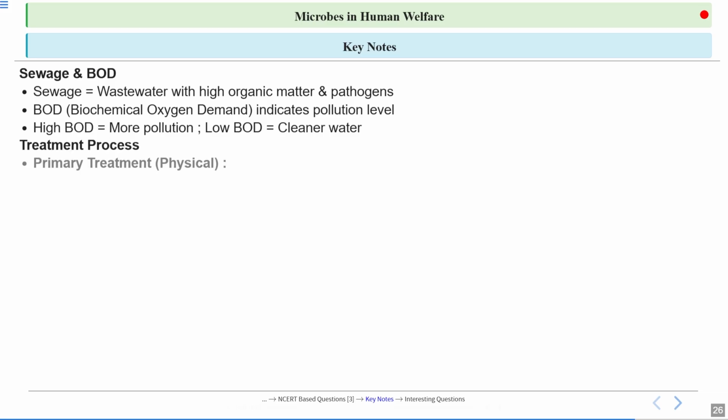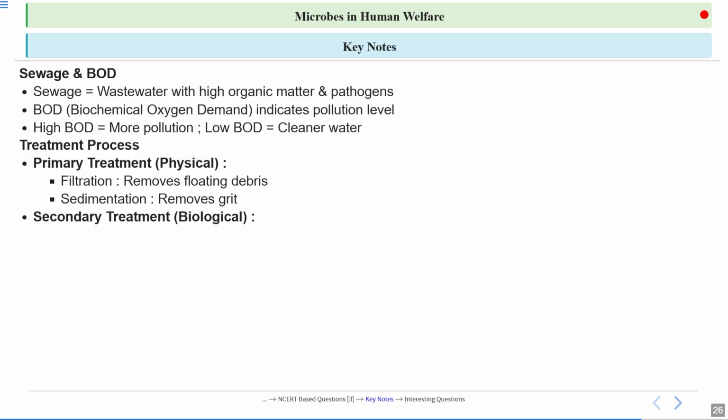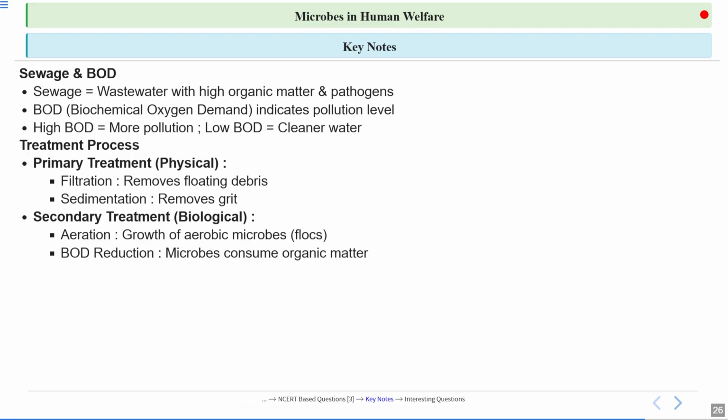Now, what is the treatment process? Wastewater treatment process. First is the primary treatment, which is a physical process. It involves filtration, which means removal of the floating debris, and then sedimentation, which means removal of the grit. Next is the secondary treatment, which is the biological process. Here the microorganisms are used to decompose the organic matter. First of all, aeration is done to promote the growth of the aerobic microorganisms, and flocs are produced in the aeration tank. Then there is a BOD reduction. As the microorganisms consume organic matter, the BOD is reduced.